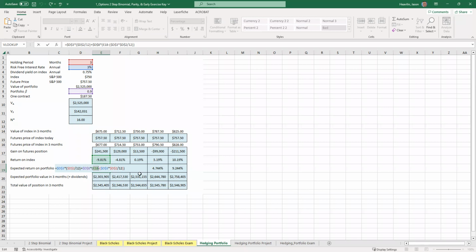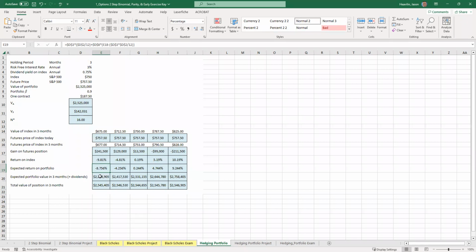Return of that is the return of the market minus the risk-free rate, again adjusted for the 3 months. So as CAPM, the only thing that looks different is that we have to adjust the risk-free rate for 3 months instead of a year. So that is the expected return on the portfolio that you hold.